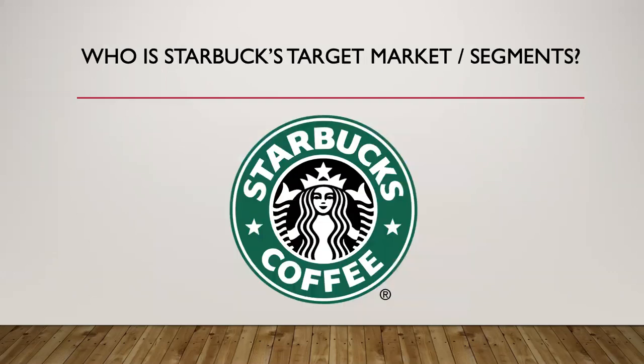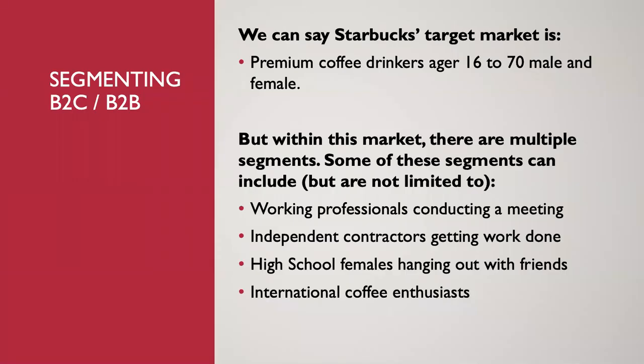Let's use an example. You guys all know about Starbucks. So let's talk about Starbucks' target market as well as different segments that they have. We can say that Starbucks' target market is premium coffee drinkers, ages 16 to 70, male and female. Now, that's the target market. And I noticed that I actually have a spelling error. It should say ages where it says ager. So yes, I did pick that up.